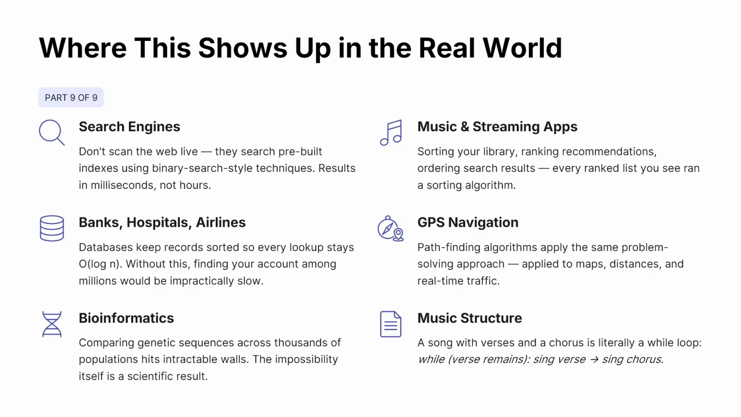Comparing genetic sequences across thousands of populations means facing 2 to the power of n subsets. No algorithm can crack that. The intractability itself is a scientific result.